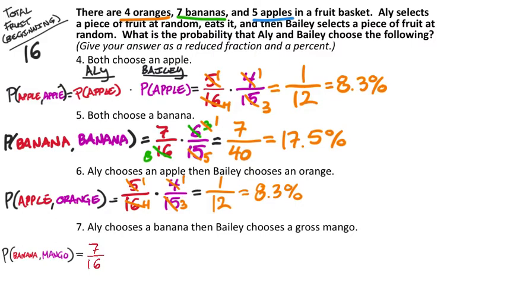But for Bailey choosing a mango, this is where things get a little crazy, because Allie did take one of the pieces of fruit out, so we're still looking at 15 pieces of fruit. But how many of those are mangoes? 0 of them are. So multiplying this out, you can simplify it if you need to, but we're just multiplying the numerators and denominators. So I'd have 7 times 0 in the numerator, which is 0, and in the denominator 16 times 15, which looks like it's 240.